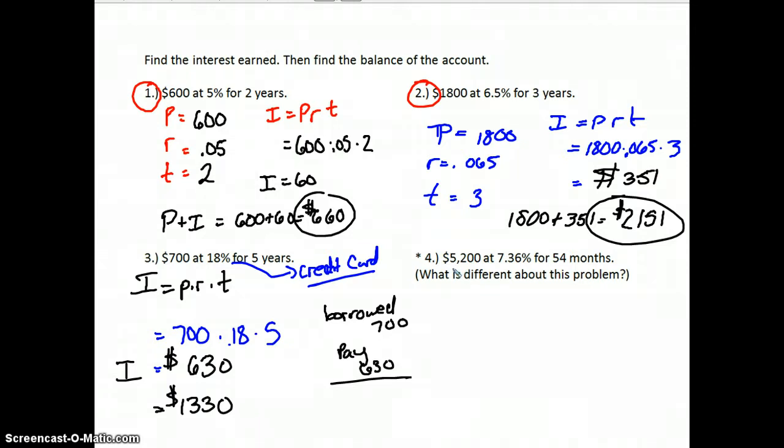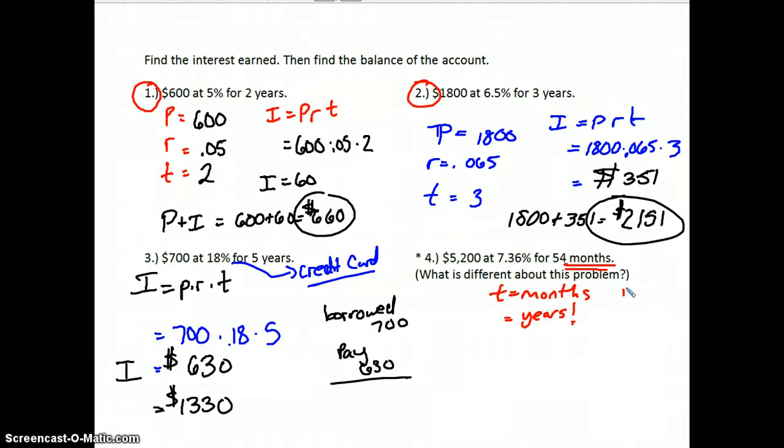Alright, number four. We have $5,200 at 7.36% for 54 months. It says, what's different about this problem? Well, this one is in months. But our problem is this I equals PRT formula only works for years.